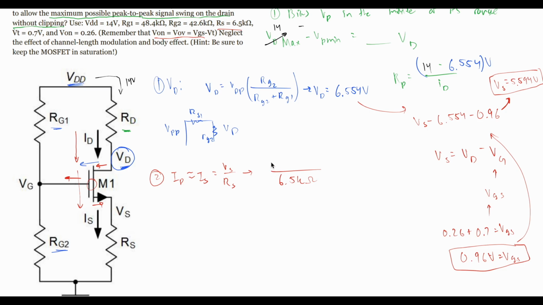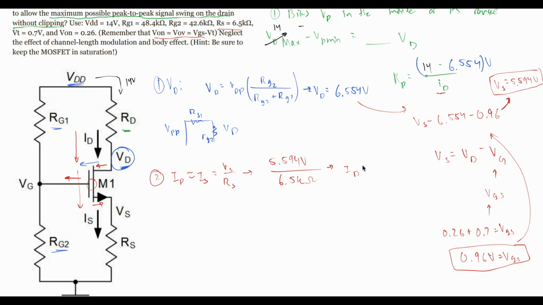And now we can put it in here. We're going to have 5.594 volts. And then we could just divide these out. And that's going to give us an ID or an IS. We're looking for ID here because, well, we want to plug it in for right here.